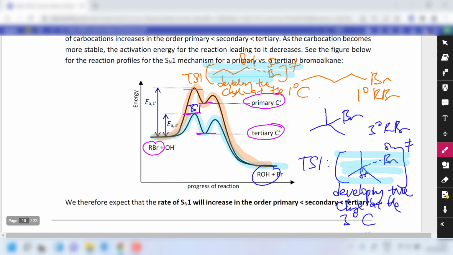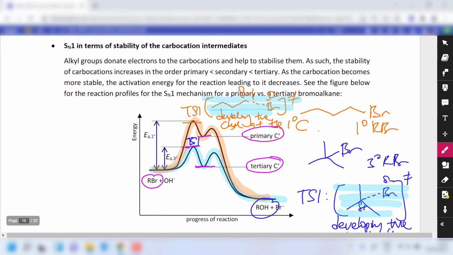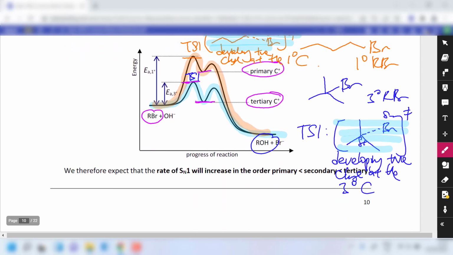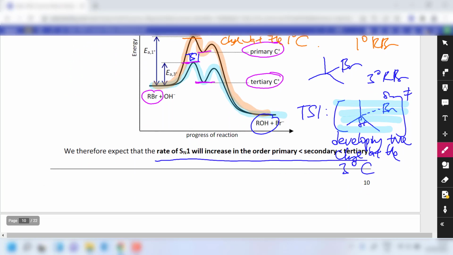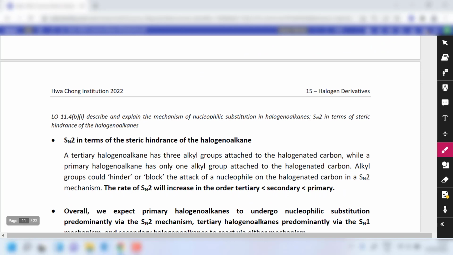So that is what this energy profile diagram is trying to hint to you. So you have a conclusion here. The rate of SN1 increases in the order of primary, secondary, tertiary.